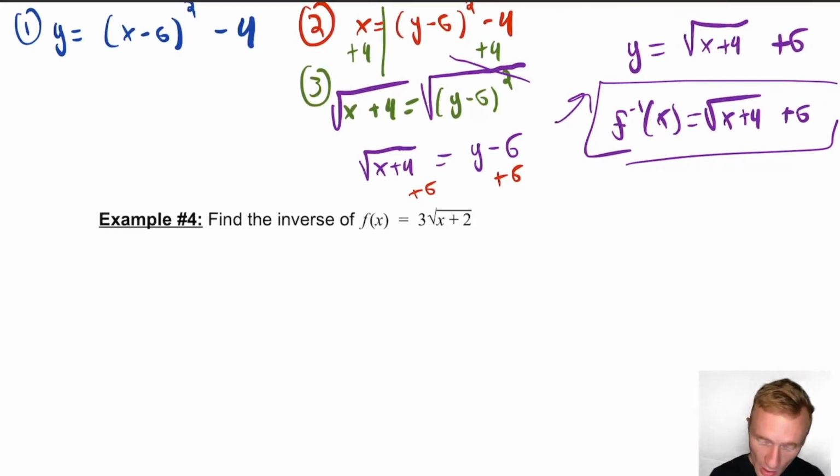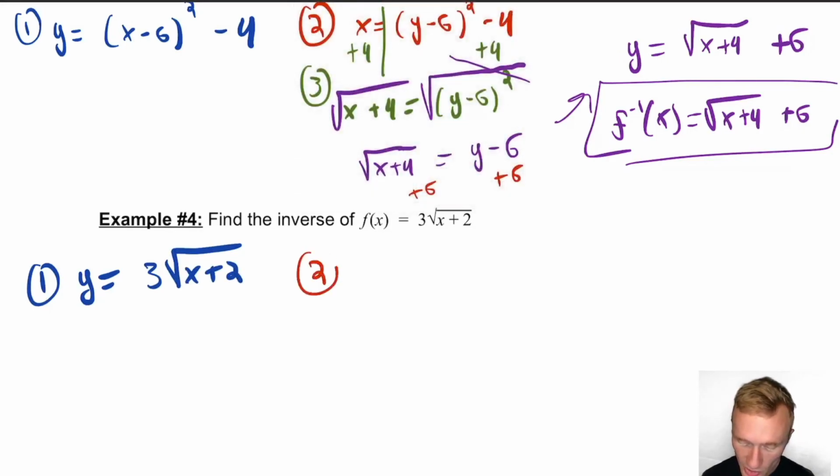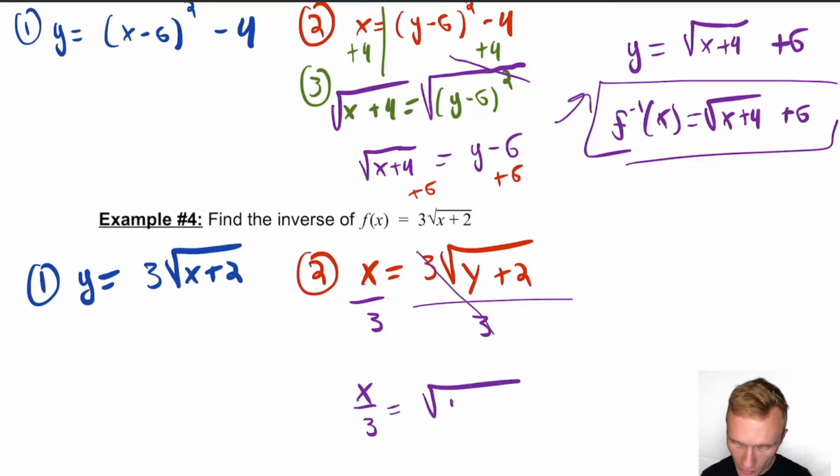Last one here. First I'm going to replace f of x with y, so y equals 3 times the square root of x plus 2. Step 2. I'm going to go ahead and swap the x and the y values. X equals 3 times the square root of y plus 2. I can't square both sides yet, or I don't really want to. So the first thing I'm going to do is divide by 3 to get that square root by itself. So we'd have x divided by 3 equals the square root of y plus 2.